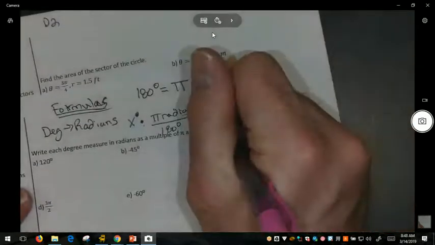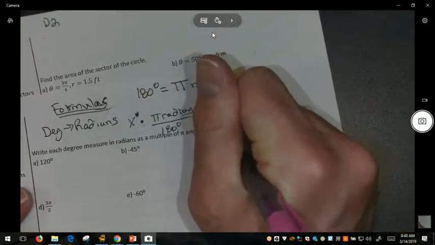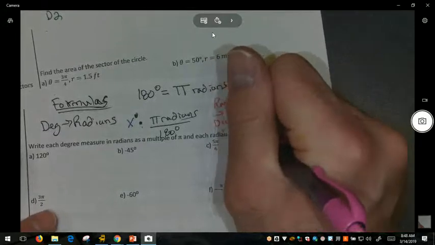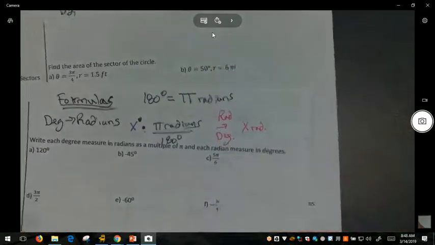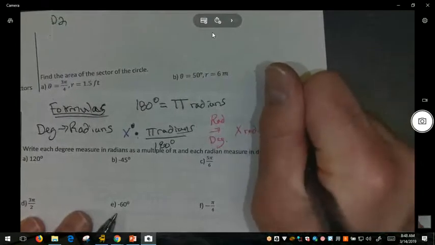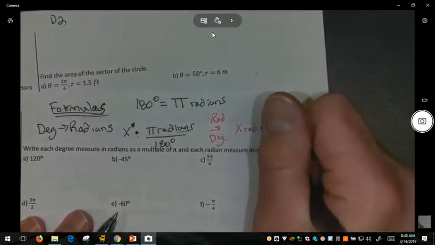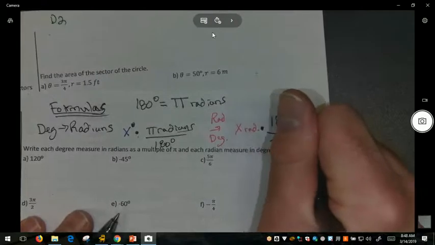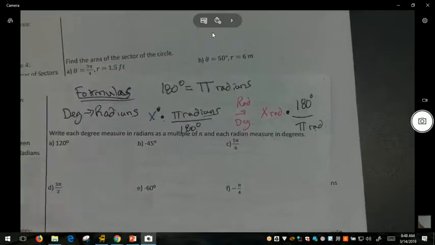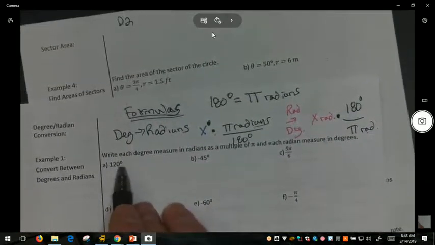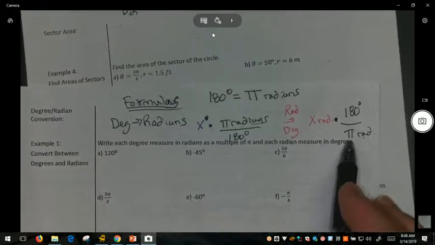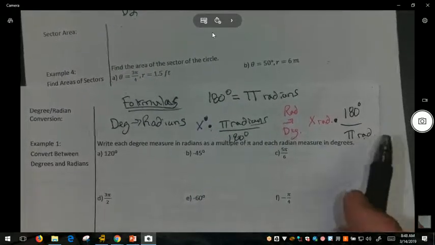If I need to convert from radians to degrees, then I will start with my angle in x radians, and I will multiply it by 180 degrees over pi radians. This will cancel out the units of radians and convert it to degrees. So write each, and we need to do this in fraction form as well, especially when it's in radians. I do not want a decimal answer. I want it in fraction form.